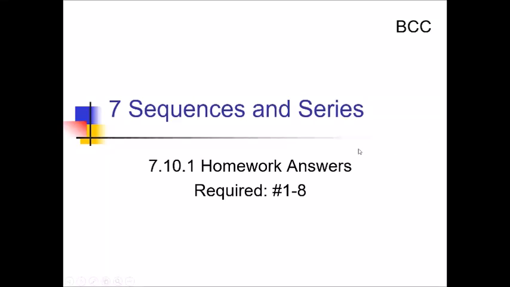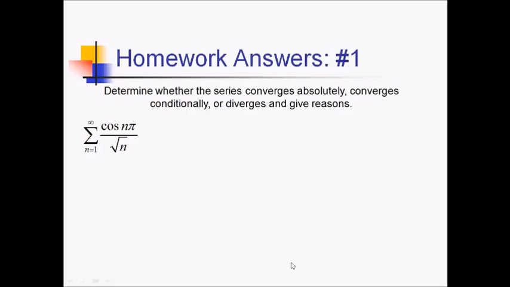Hello there, Mr. Sutton here with the BC Calculus 710 Part 1 homework solutions on the alternating series test. For this problem, we're trying to figure out if this series converges absolutely, conditionally, or not at all.